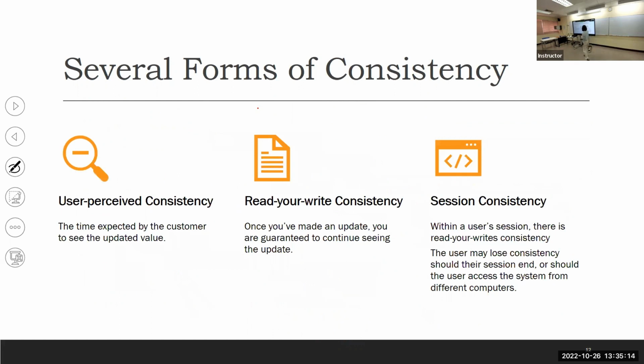Okay. Another form of consistency that we discussed in NoSQL and in distributed environments is user perceived consistency. It really depends. You need to analyze for your application the time expected by the customer to see the updated value.